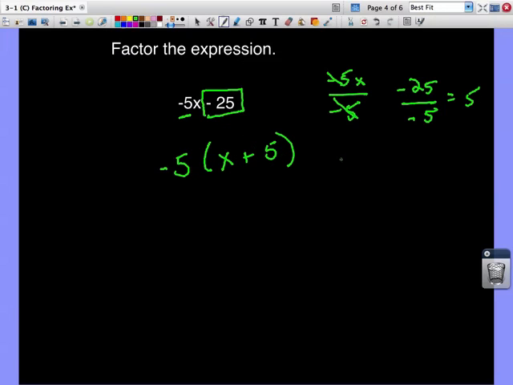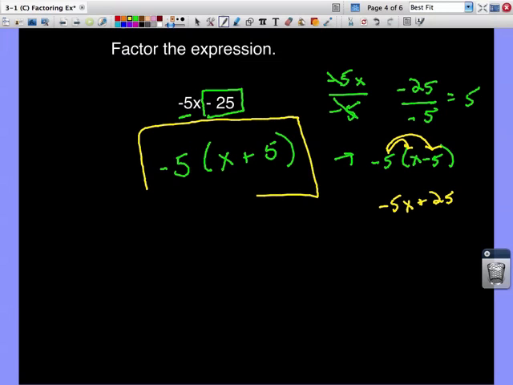A common mistake would be to write negative 5 times x minus 5. But if we were to redistribute this back, negative 5 times x is negative 5x, and negative 5 times negative 5 is positive 25. That is not the same thing as the original, so that would not work. If I redistribute this back, negative times a positive is a negative, so that is why this is the correct answer. So it's the distributive property working backwards.